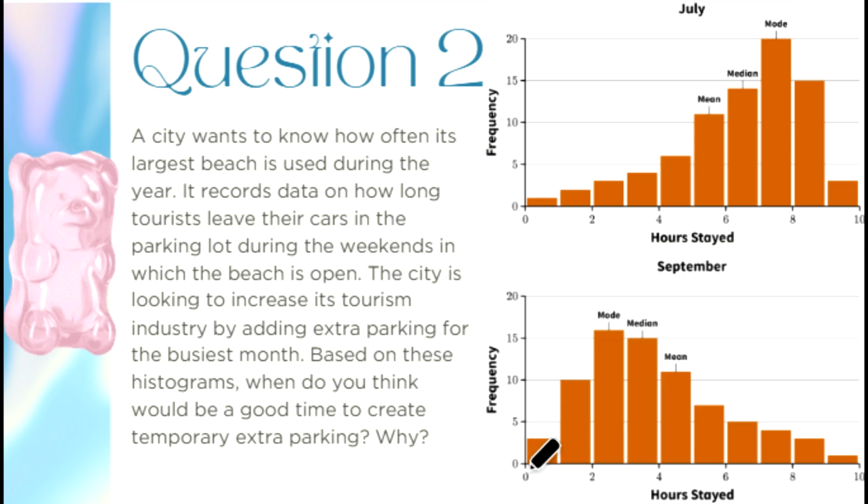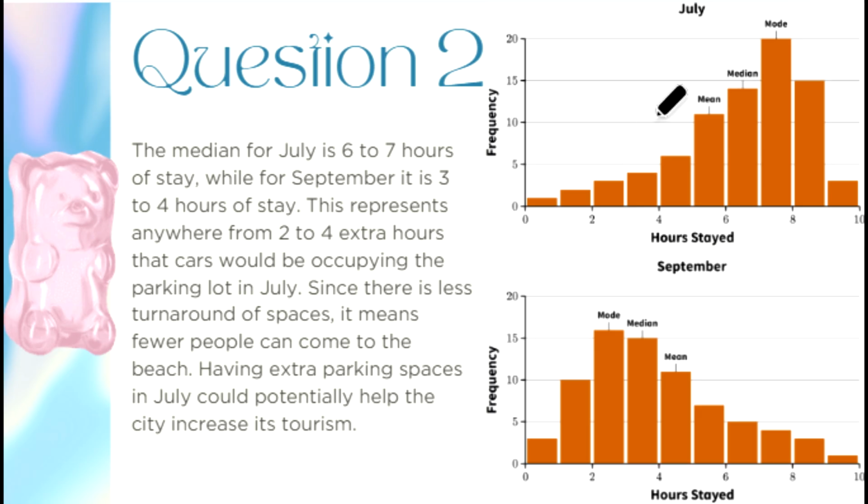So first thing, look at your scale. We've got same numbers here and same numbers here. So which month looks busier? The only way to find out for sure is to find how many you have in total all the way here by counting all of these. The median for July is 6 to 7 hours of stay, while for September it's 3. Okay, you can see that, these two right here. 3 to 4 hours of stay.